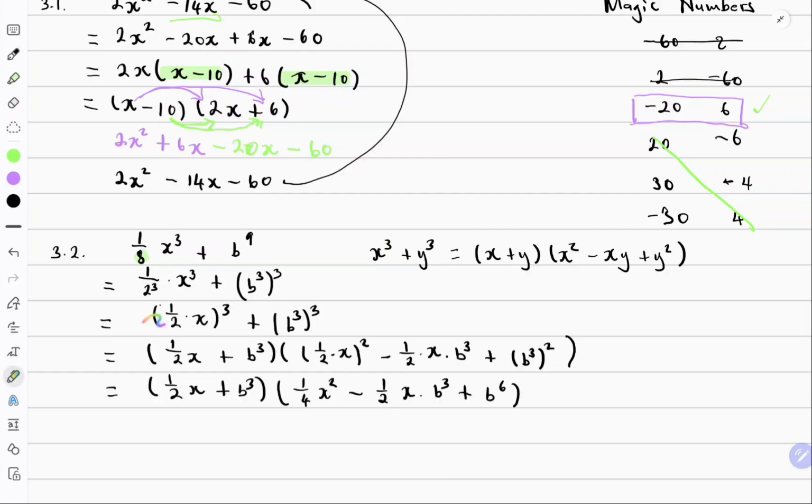Essentially, how I moved from this step to the next step is I associated this term here with x and b cubed with y. Wherever I saw an x and a y, I substituted these terms. That's why you see in the place of x here I put half times x, and in the place of y I put b cubed, and I did the same for these terms.